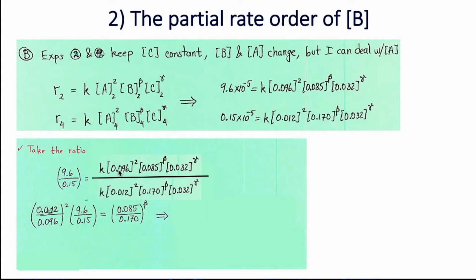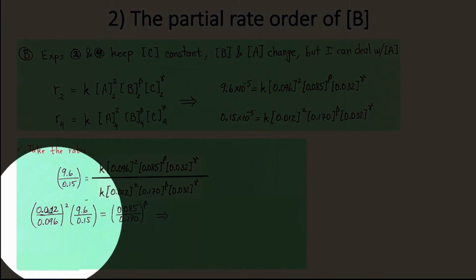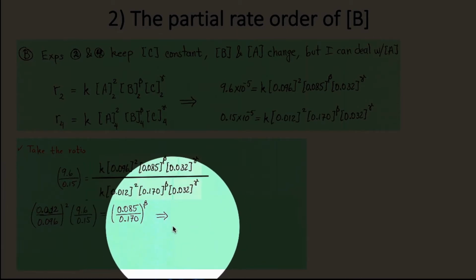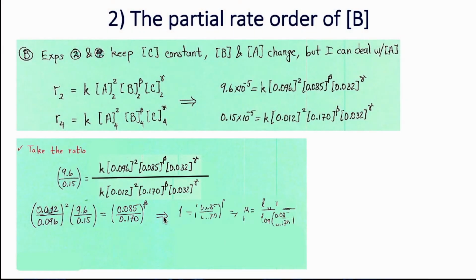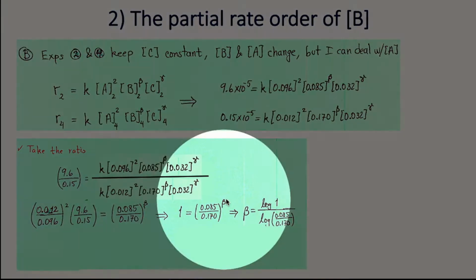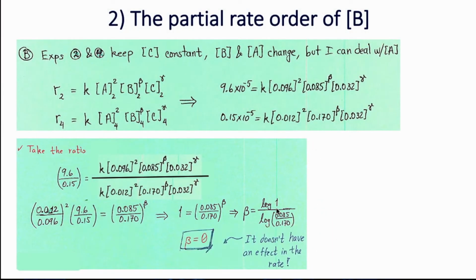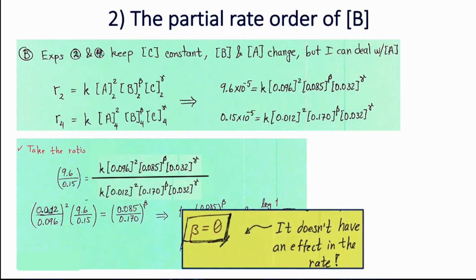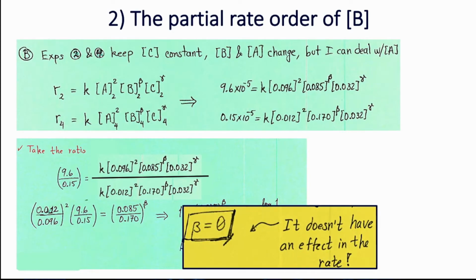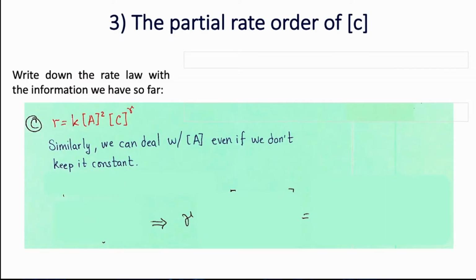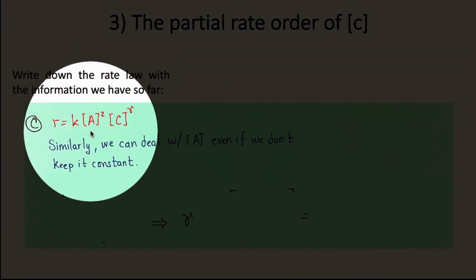So when I reorder the equation, on the left-hand side I have a number, and on the right-hand side I have an expression that contains beta. When I solve that using the log formula, the value of beta ends up being 0. What does that mean? That means that the concentration of B doesn't have any effect on the rate. So it's 0 order with respect to B. Okay, now the rate is independent of the concentration of B, and is quadratic with respect to A.